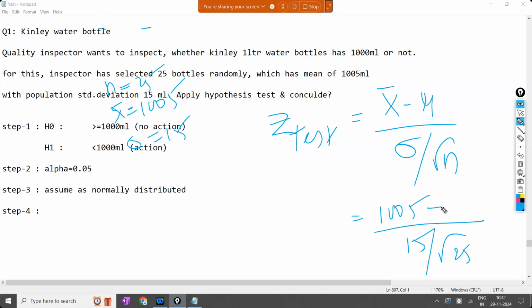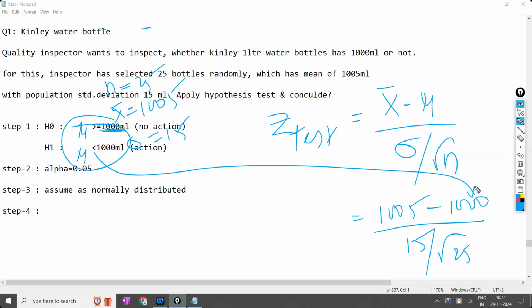Now what about the mu, sir? Mu is nothing but the value for which you are applying the hypothesis test: population mean should be greater than 1000 ml, population mean should be less than 1000 ml. So that is the 1000 value you have to write here. Whatever you are writing in the null hypothesis, that number will come here. Now once you substitute here, you are going to get the test statistic value. Calculate the test statistic value.